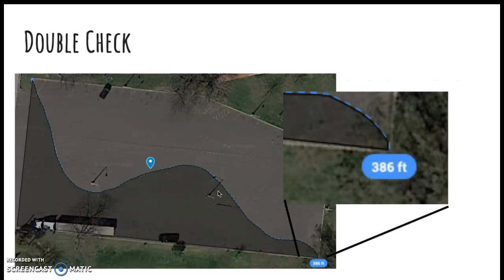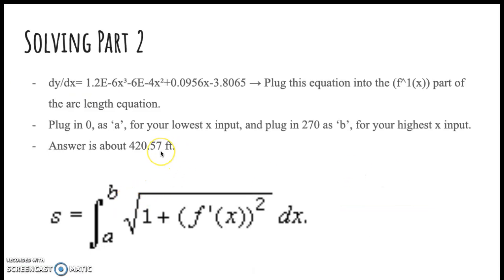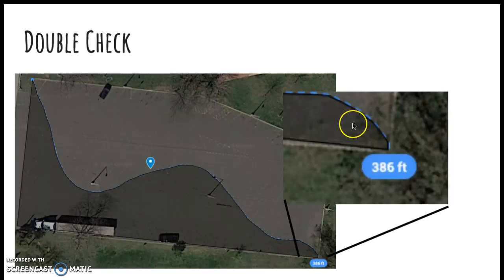In order to double check the accuracy of my equation, I simply double checked by using once again the measuring tool found on this application, and I did my best to measure the path of these curves, and I got about 386 feet. So my equation gave me a total of 420.57 feet for this path, and it's not too great of a difference, but there is a difference. It is about a 34 feet difference.